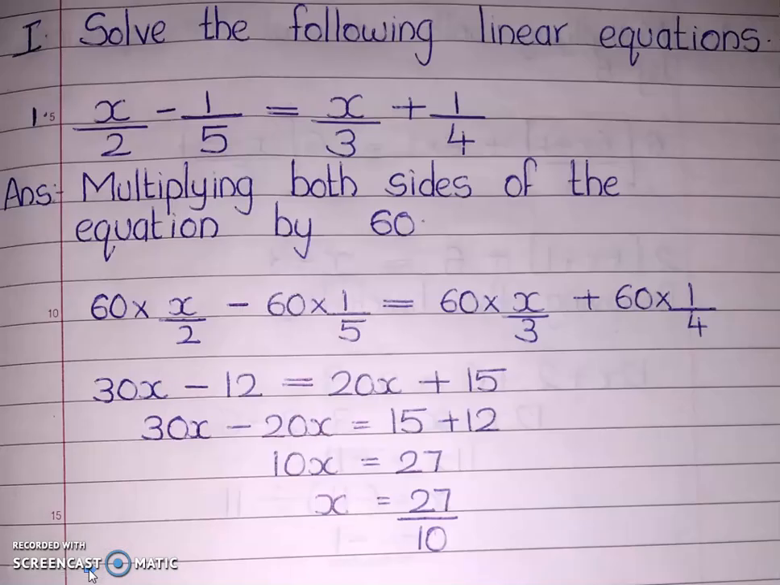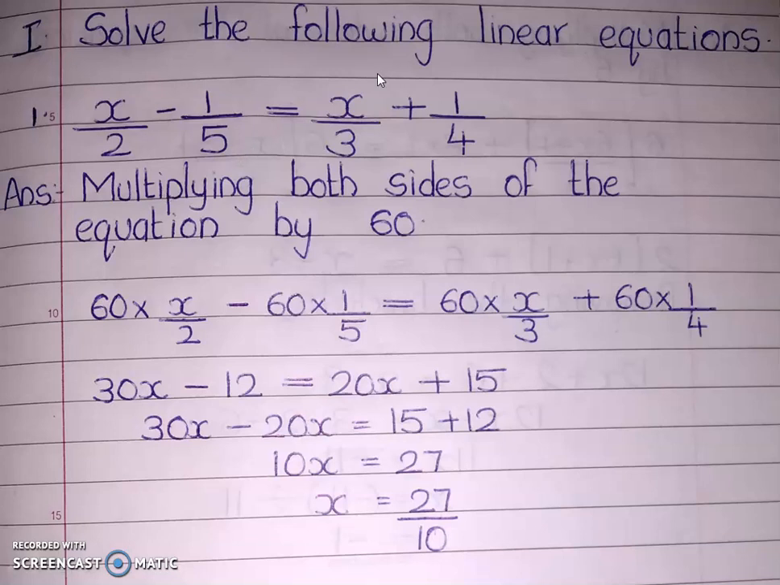Solve the following linear equations. This is exercise 2.5, first question. X by 2 minus 1 by 5 equal to x by 3 plus 1 by 4. For your kind information, I'll revise what are terms. Okay. Here this is the first term. This is the second term. That is x by 2 is the first term on the left hand side and minus 1 by 5 is the second term on the left hand side.